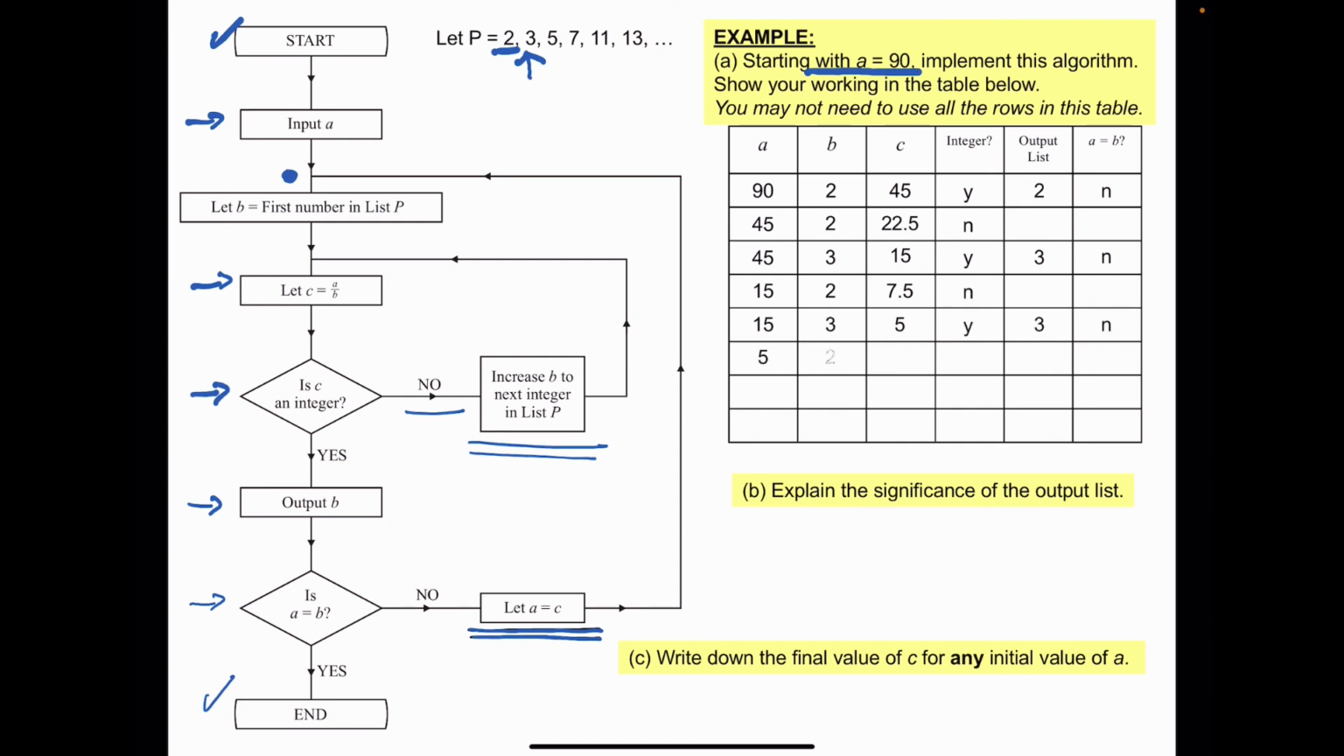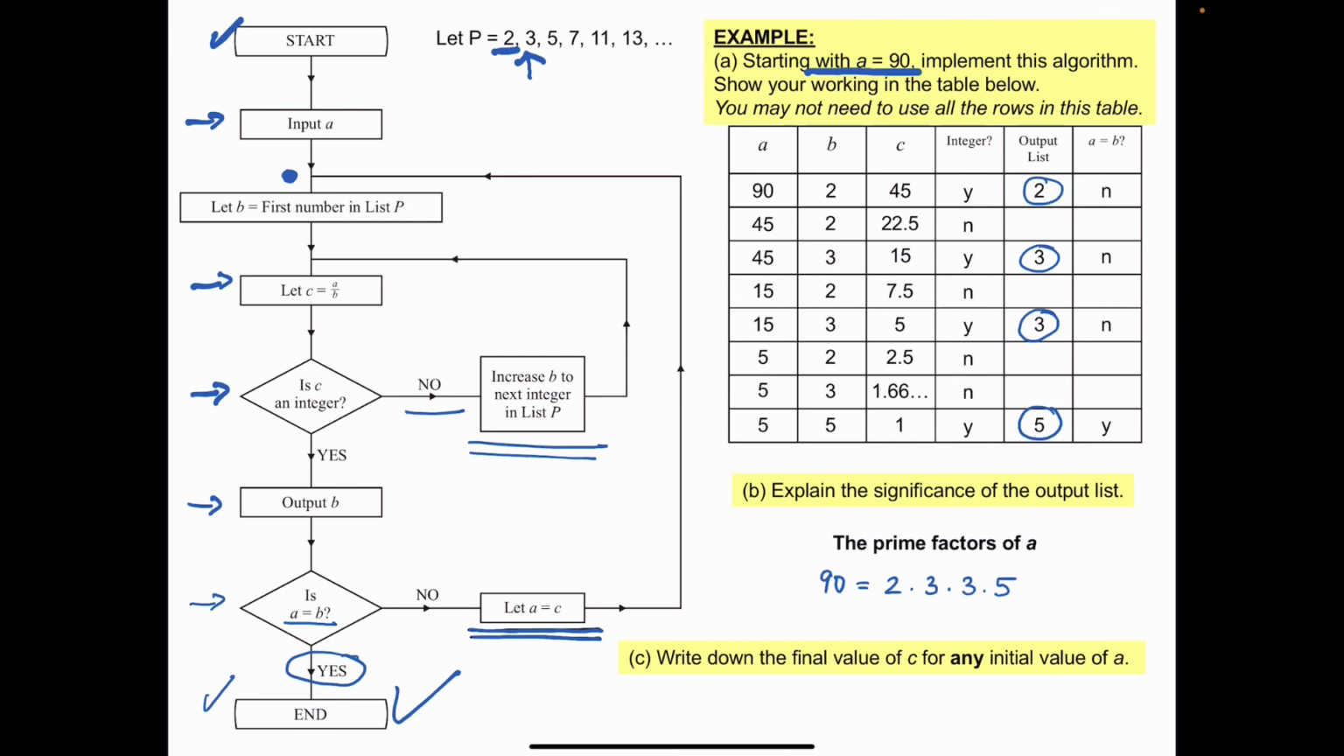If you keep going, then you should get to the final step, when 5 and 5 are equal. That means I need to stop here, because it says if a is equal to b, then I'm ending. Now, what does this algorithm produce? It produces the numbers 2, 3, 3, and 5. So 2 times 3 is 6, 6 times 3 is 18, 18 times 5 is 90. That means it gives you the prime factors of a, because 90 can be written as 2 times 3 times 3 times 5. And the last one, write down the final value of c for any initial value of a? Obviously, any number you use, the last one will always be the number 1.